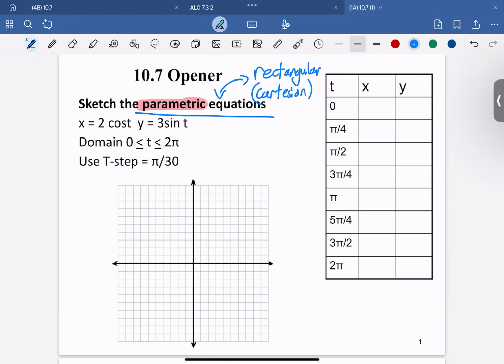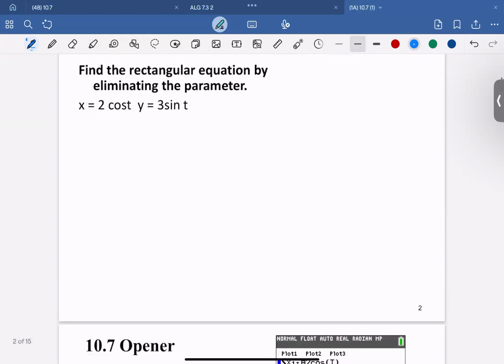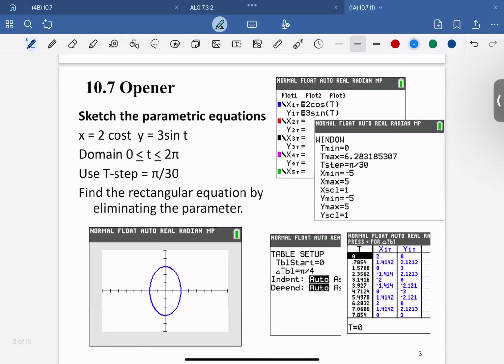And then you're going to plug in your t-step to be pi over 30 and your x equaling 2 cosine t and your y equals 3 sine t. Okay. One thing you also have to do is because your table here is going in increments of pi over 4, we scroll down a little bit, you can see you're going to want to make your table go in increments of pi over 4, like so. And you would get to this by doing second and window.